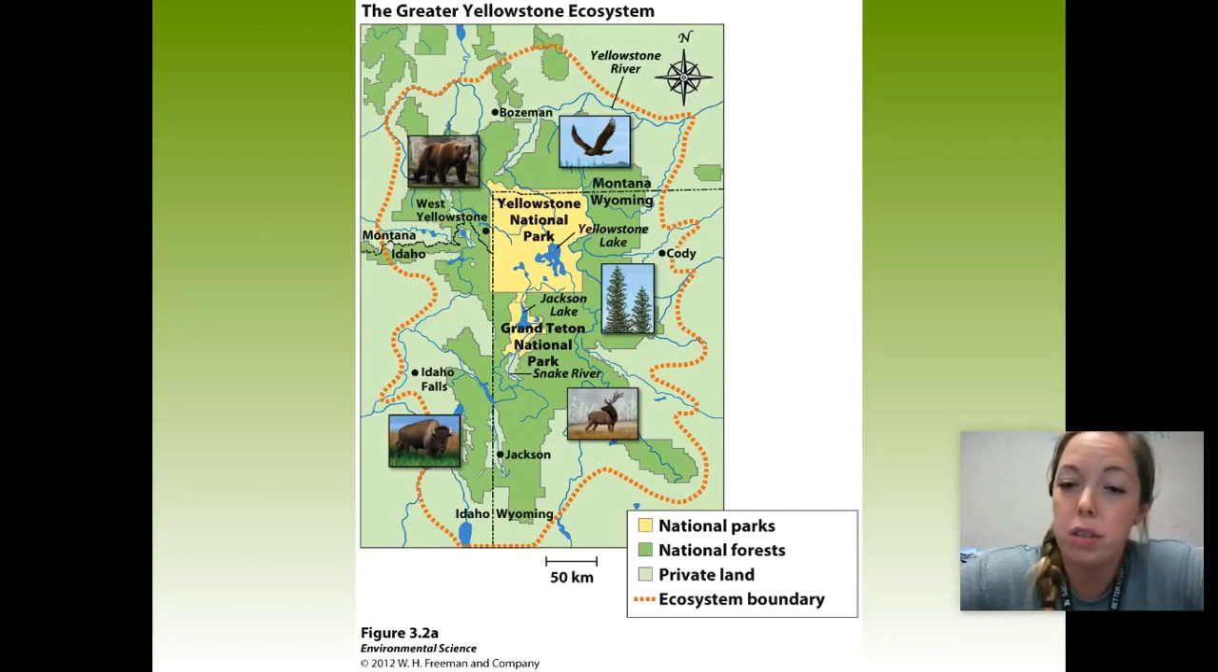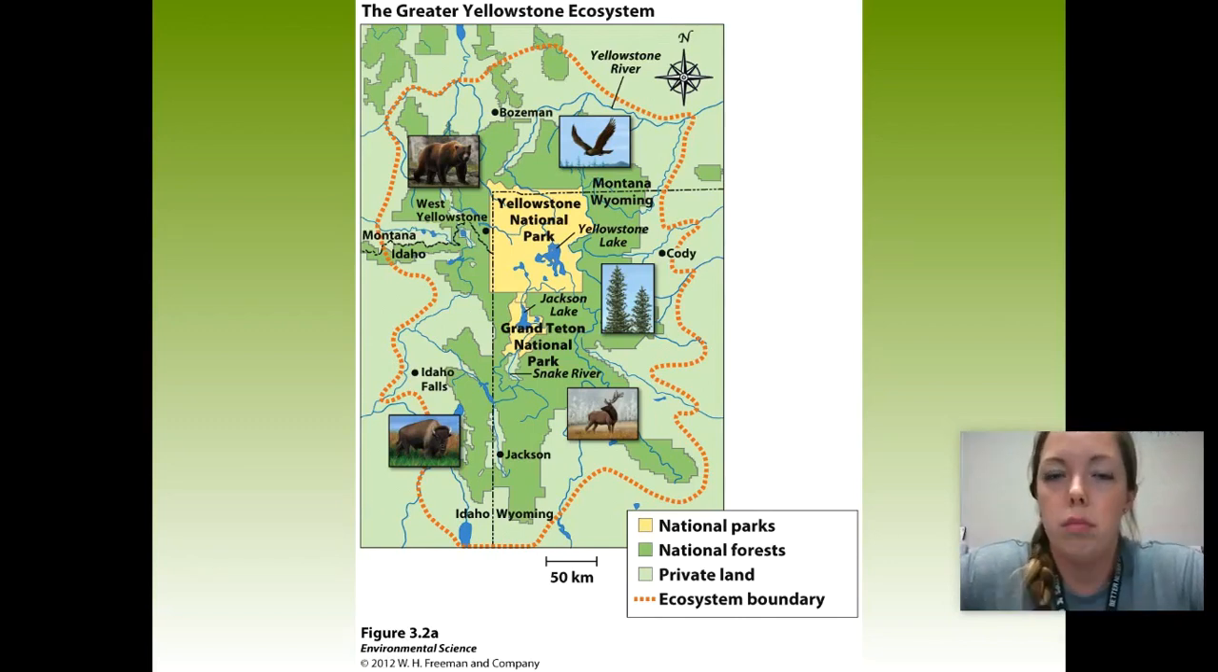Sometimes the boundaries of an ecosystem are set according to administrative criteria instead of scientific criteria. Here's Yellowstone National Park. At one time, it was recognized as its own ecosystem until scientists began to realize that many species of conservation interest, like grizzly bears, spend time both inside and outside this 1 million hectare park. So to manage these species effectively, scientists had to think much more broadly, and they had to include nearly 20 million hectares of public and private land outside the park.